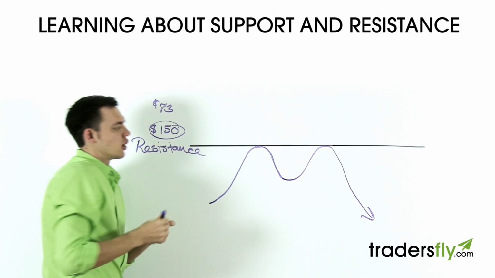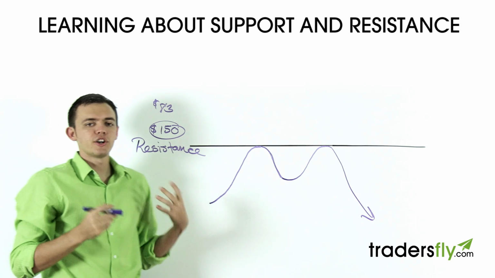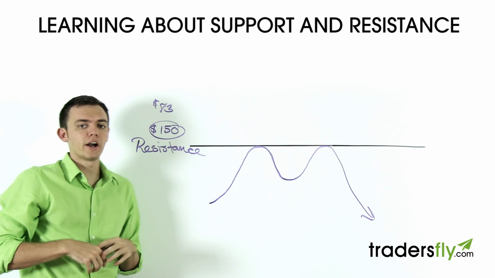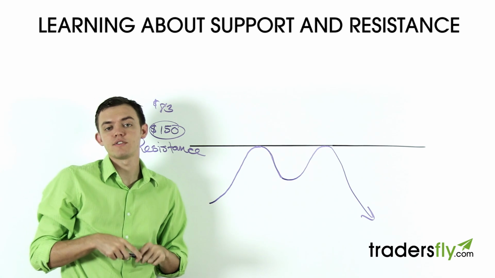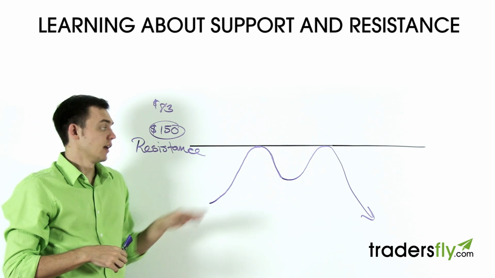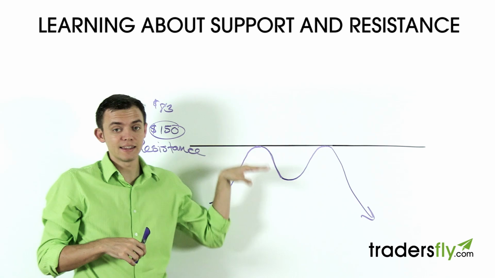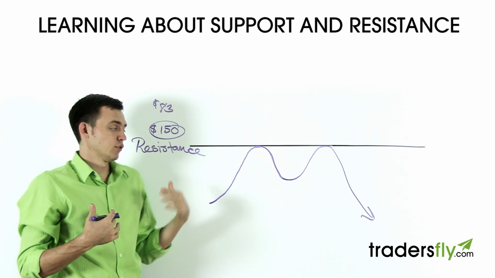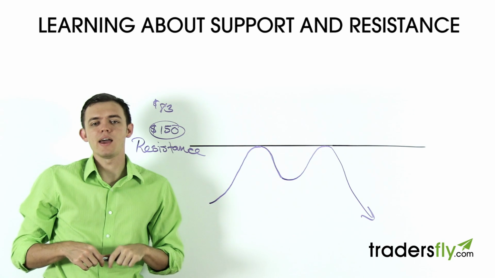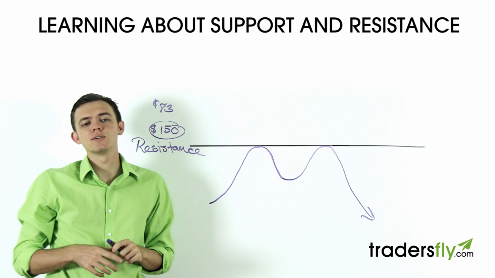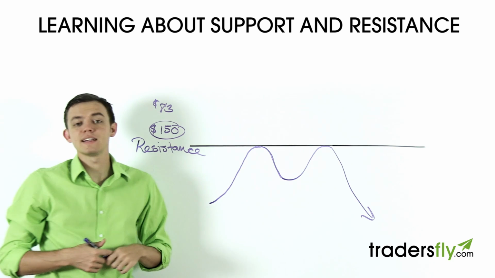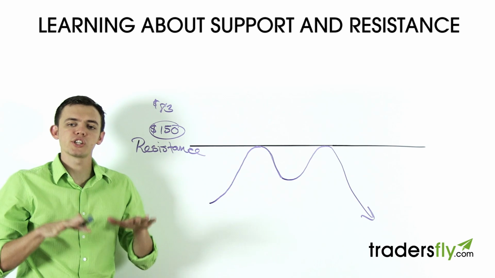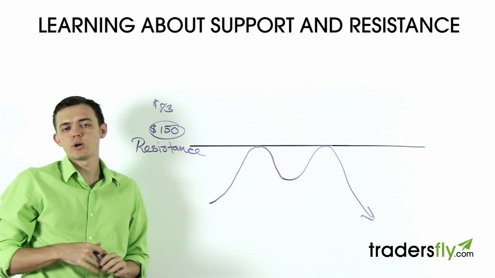So you want to make sure that you understand what resistance is, because it's a psychological level where those sellers are pushing that stock down further. You need to know when to exit. The more times it hits that resistance line, the stronger that resistance is becoming, and the more sellers are really pushing it down. So you want to watch for that, and that's basically what resistance is. It's the opposite of support, and it helps push that stock down as it inclines in price.